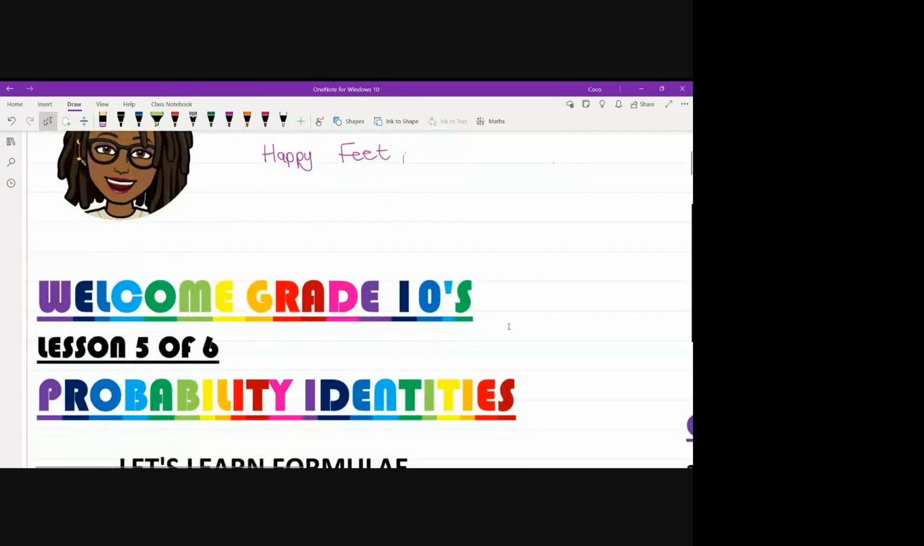Today we're going to be learning about probability identities, and it's important that we learn some of the formulae that we use, because remember, we are calculating probability. Probability gives us an answer: the number of events of that particular event over the number of possible outcomes. But some of these outcomes are a little bit different, and we've seen that when it comes to Venn diagrams. So we're going to put a little bit of formula to it.